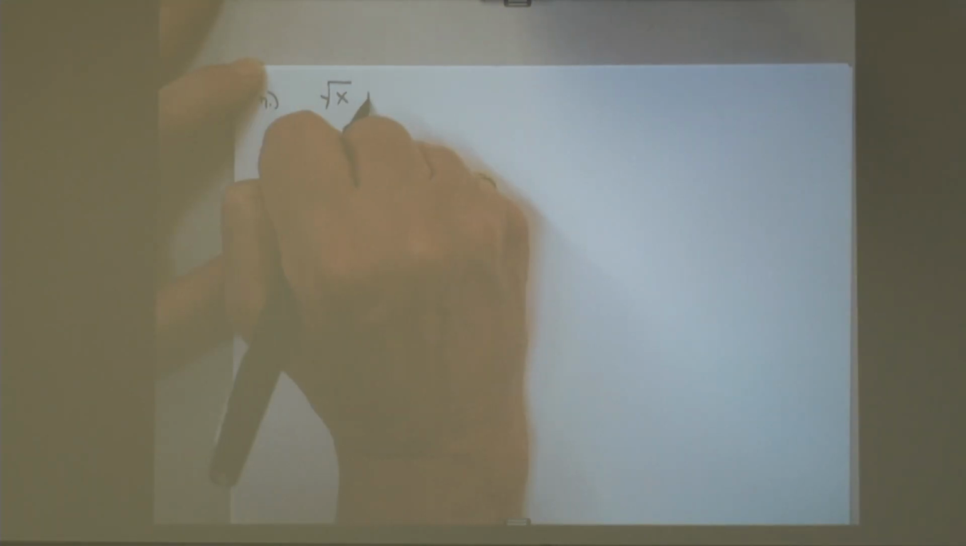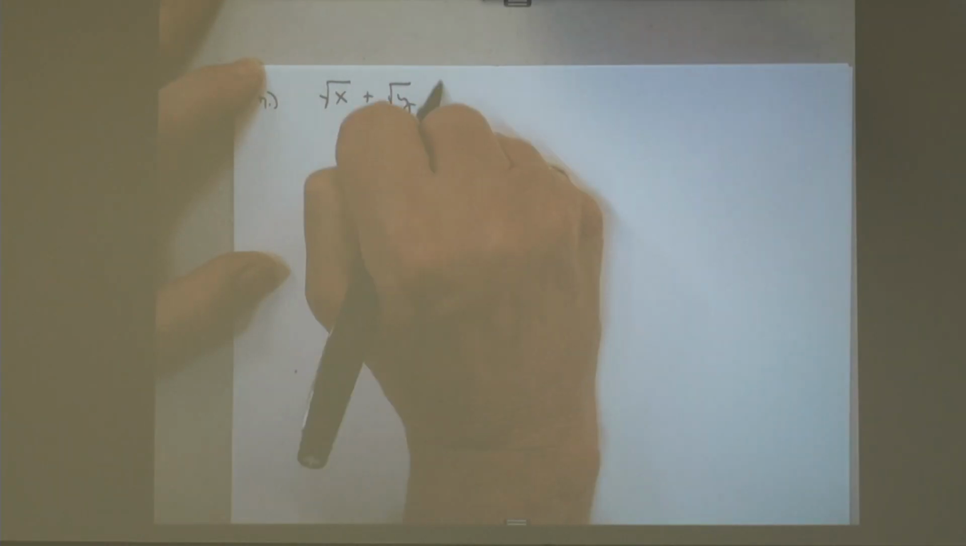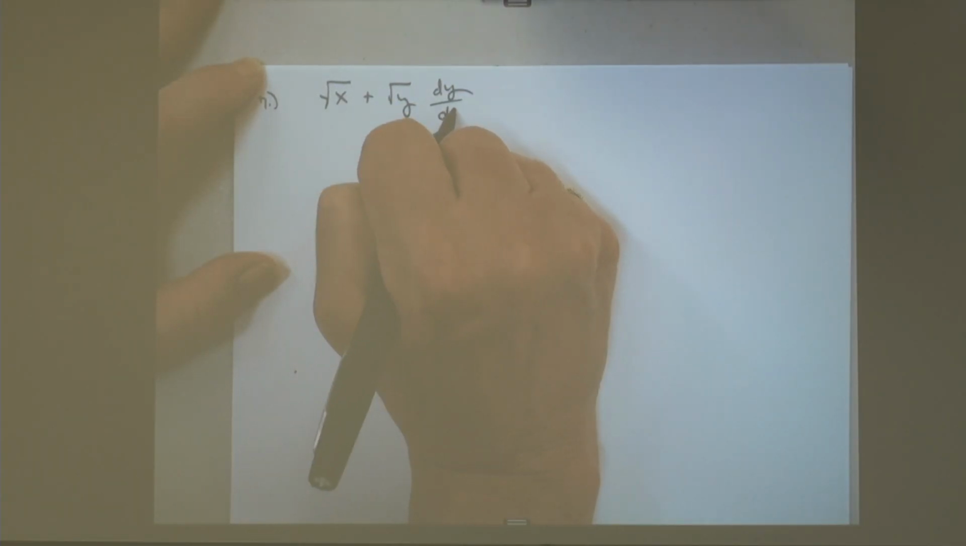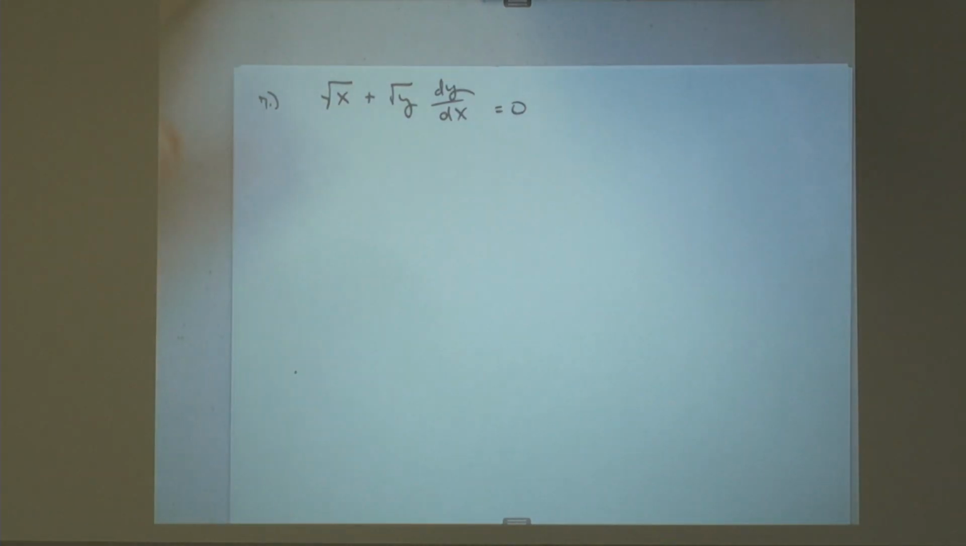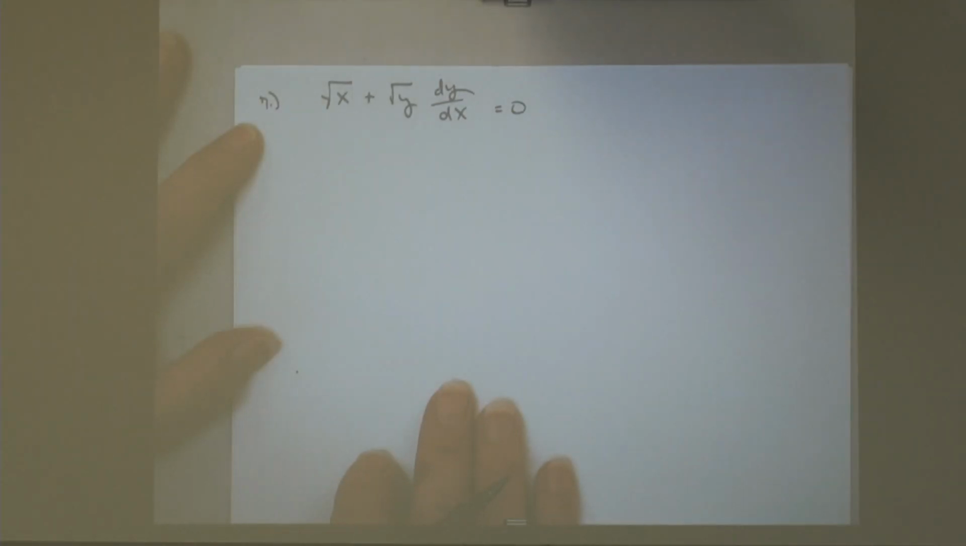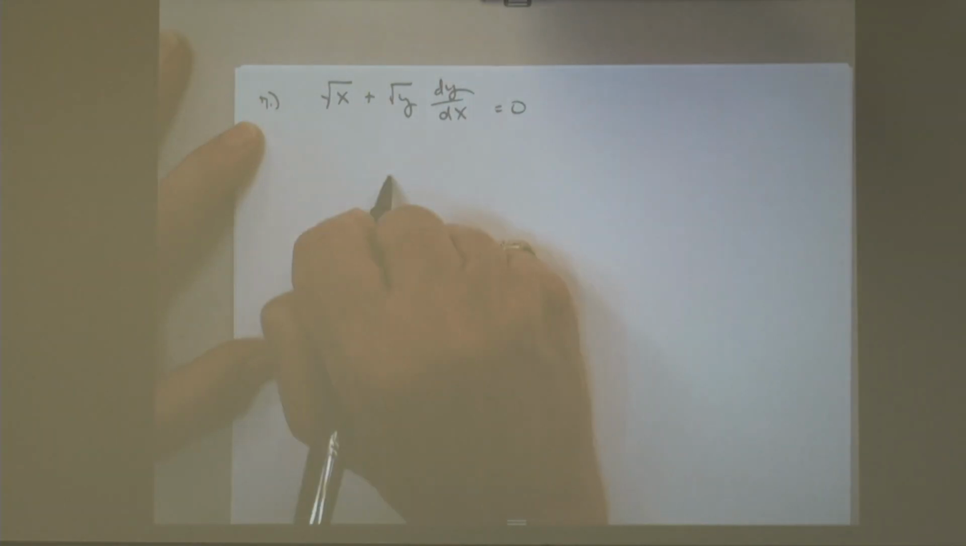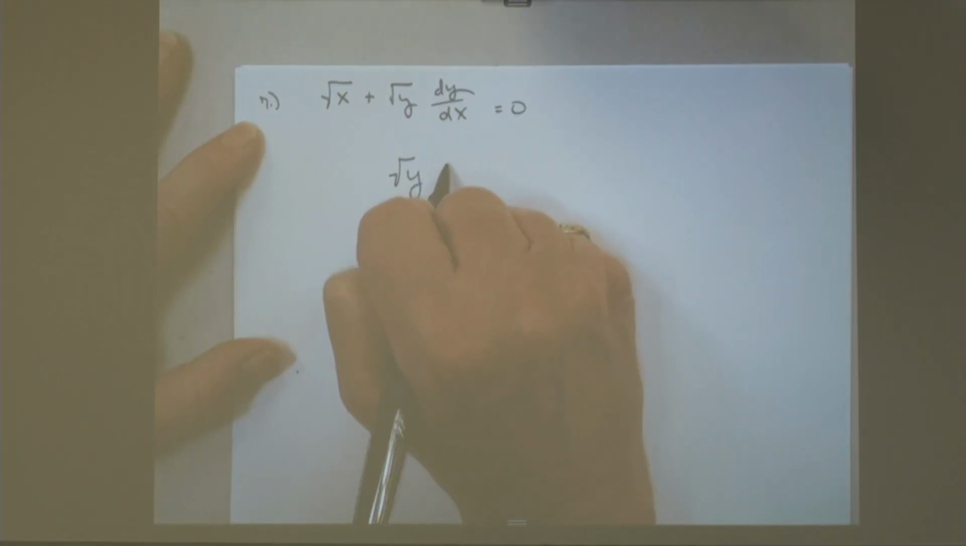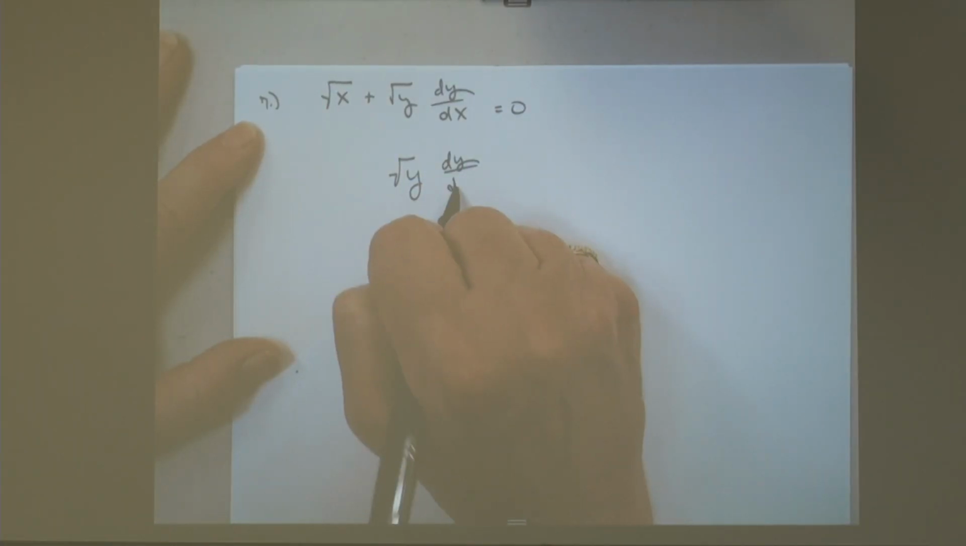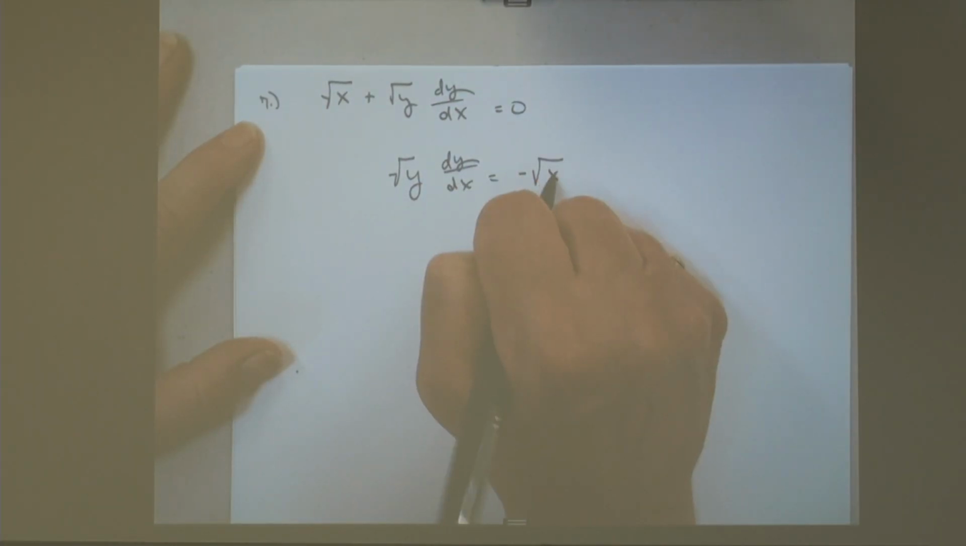Let's try problem 7. It's a little tricky also. I have root x plus root y dy dx is 0. Now, we've talked about when we go to integrate with differential equations, we can't add or subtract, but we're not starting there yet. Where we're starting right now is let's just get the dy dx by itself. Okay, so I've got root y dy dx is negative root x.